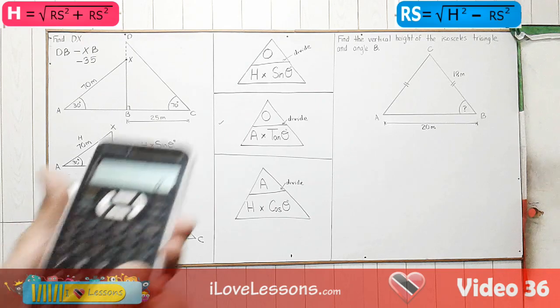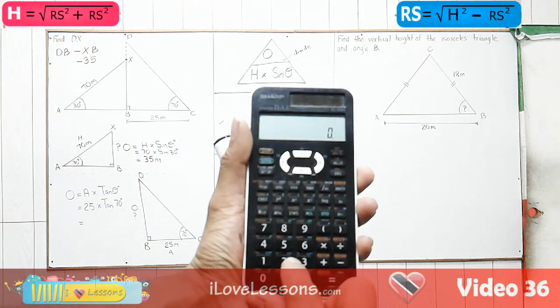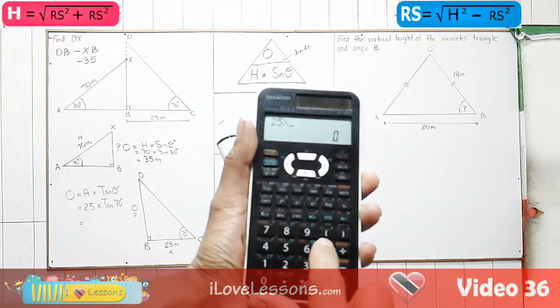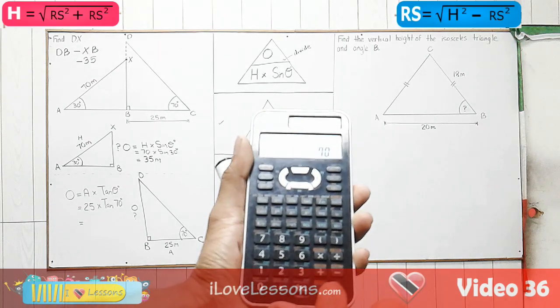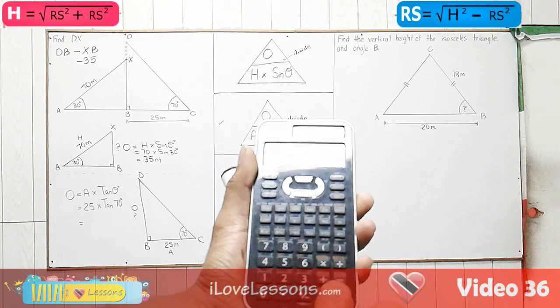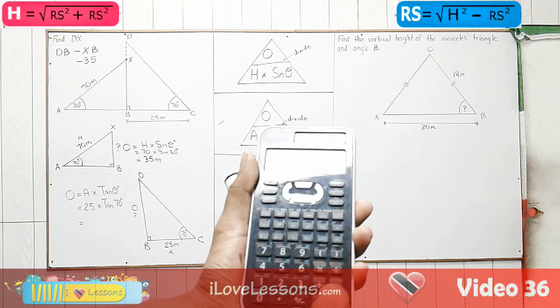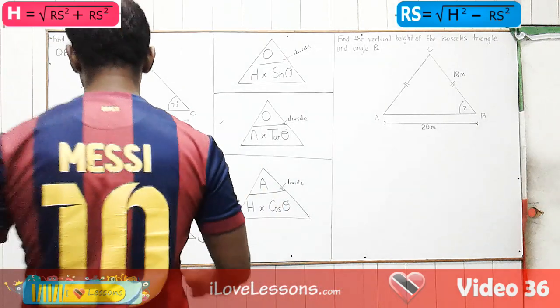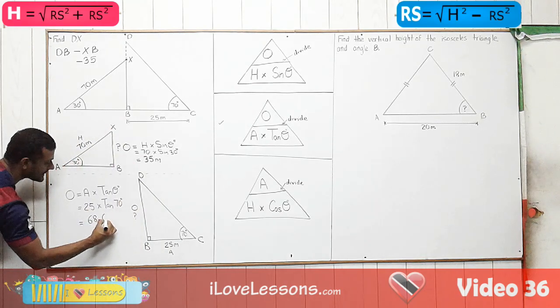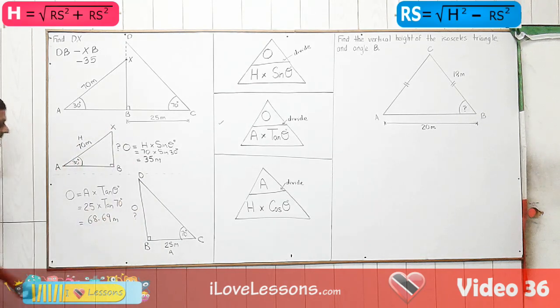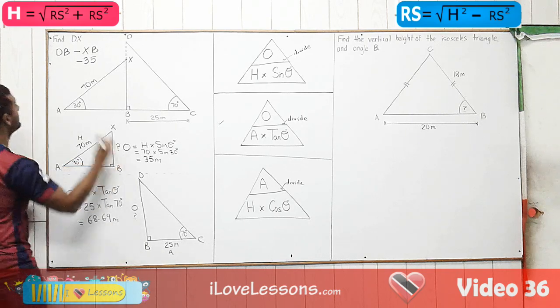Let's try that. We have 25 multiplied by tan 70. Press equal. 68.69. So here we get 68.69 meters.